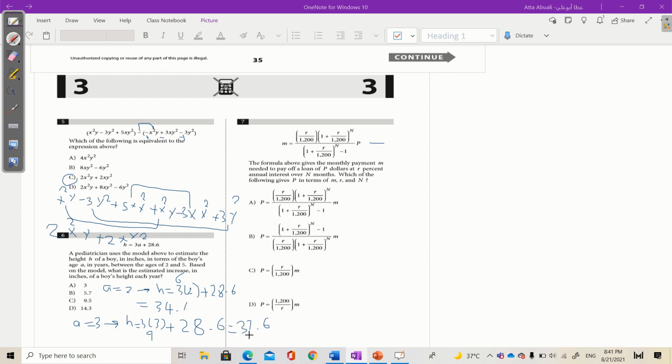Okay. Now, what is the difference? If I want to subtract them, 37.6 minus 34.6, the answer becomes 3. So the estimation or the prediction here is always equal to 3 inches per year.